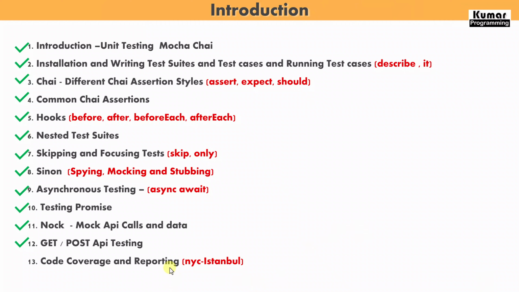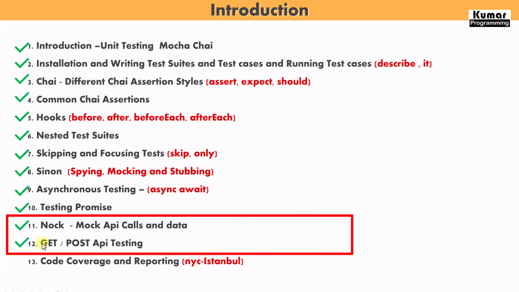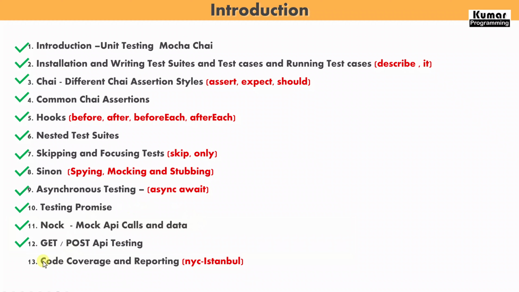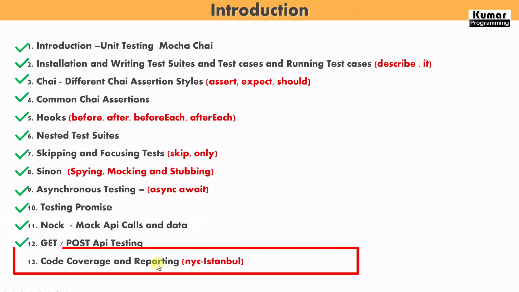Friends, in our previous video, we learned about how to write the unit test cases for our get and post API methods. And then after that, we also learned about how we can mock our API calls and data. And now in this video, we are going to cover code coverage and reporting by using our nyc-Istanbul tool.